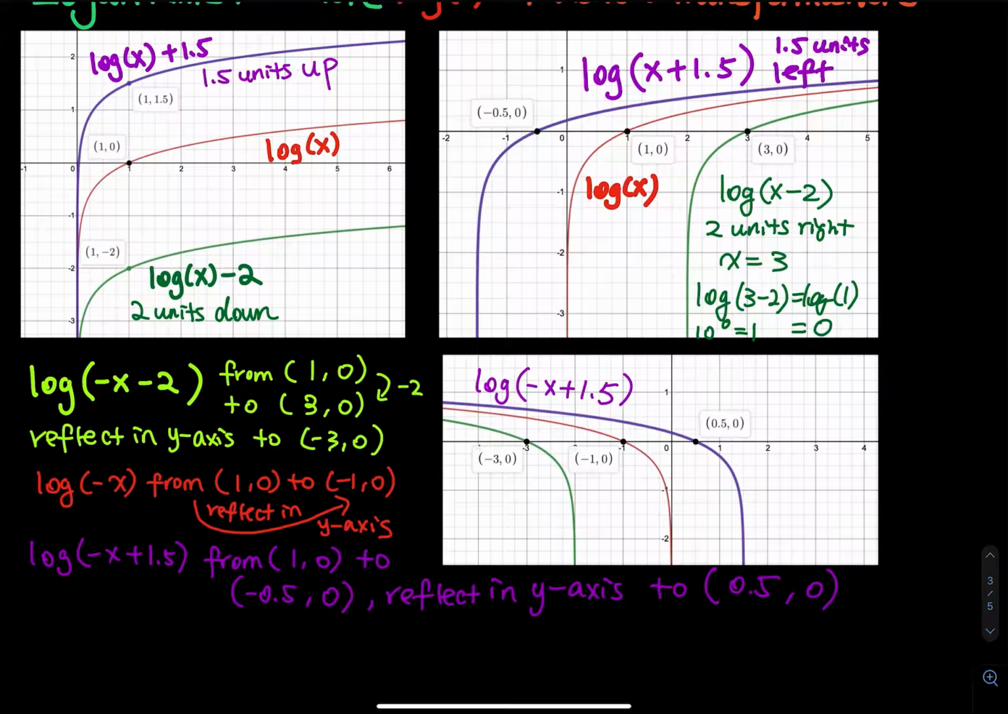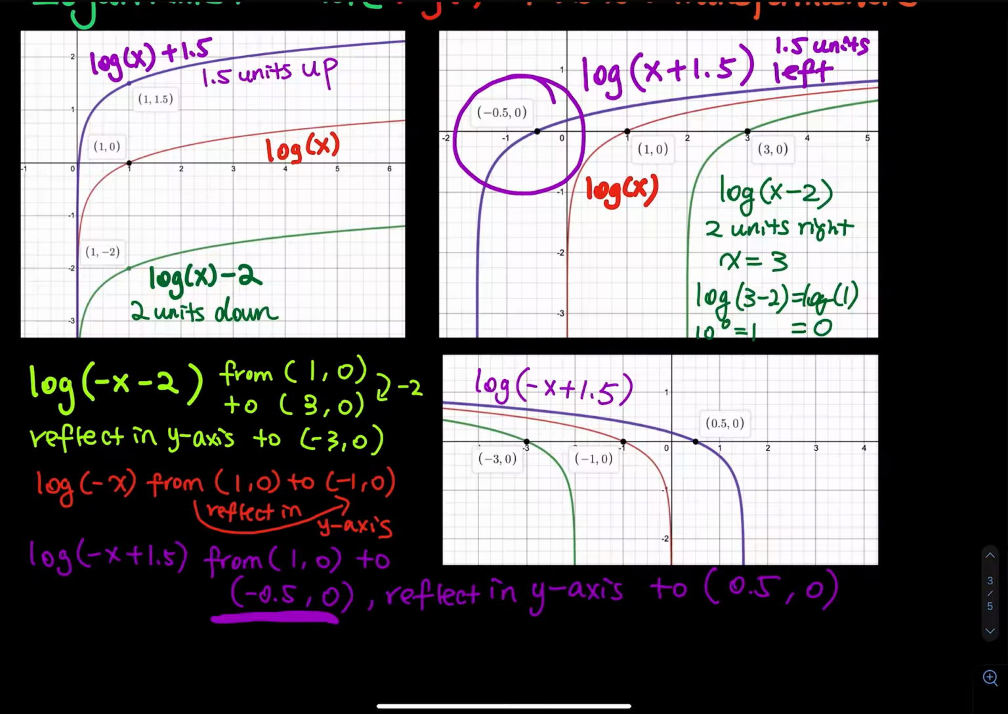For the purple curve, we have log of minus x plus 1.5. Let's do it step by step. At the beginning, we have log of x, and then we have 1, 0. That is the parent function. And then once you add 1.5, what happened? When you add 1.5, you shift the 1, 0, 1.5 units to the left, to negative 0.5, 0, which is right over here.